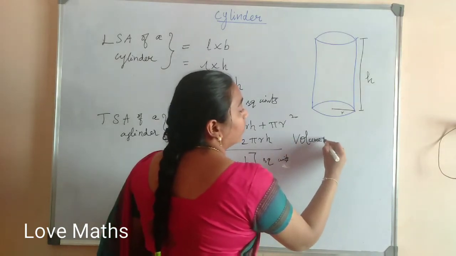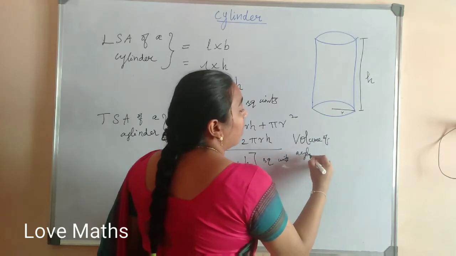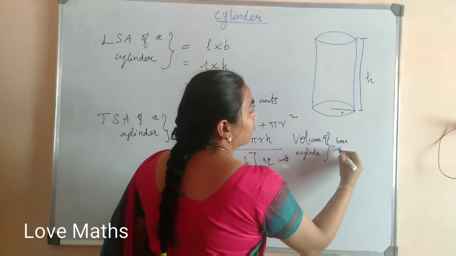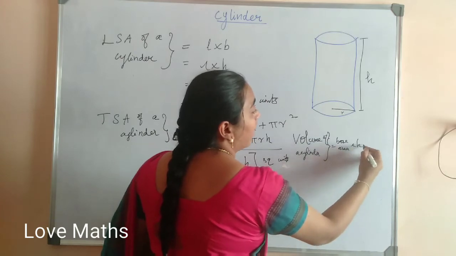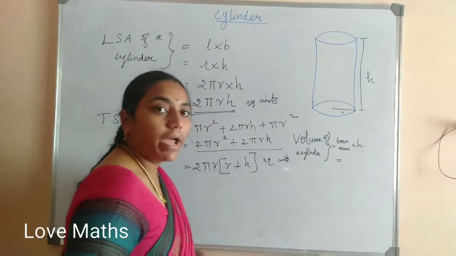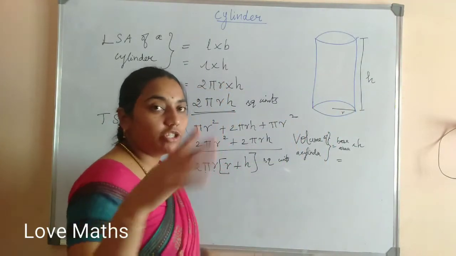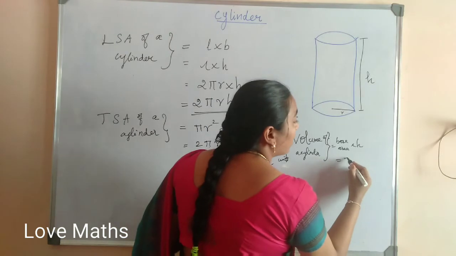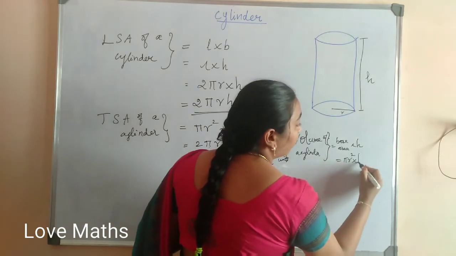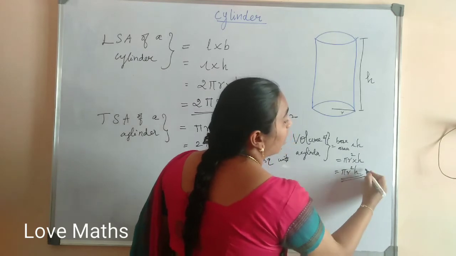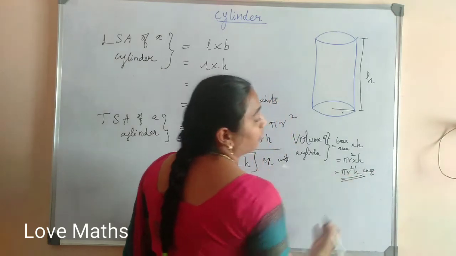We know clearly the volume of a cylinder. Volume formula is what? Base area into height. Here what is the base? This is the base. Base is circle shape. So circle area is what? πr² into h. So this is the formula, πr²h. This is the volume. This is cubic units.